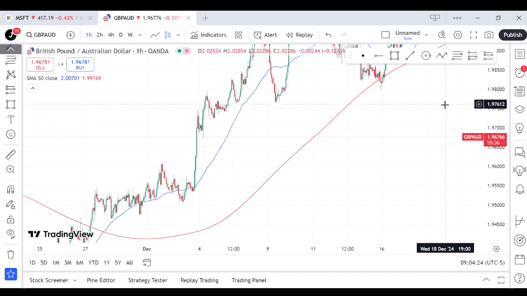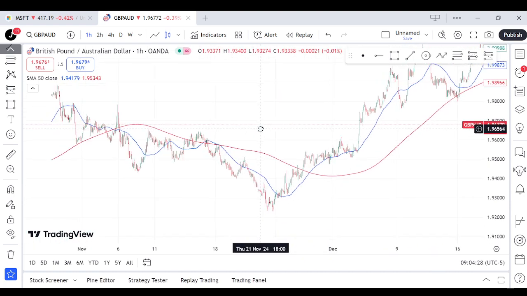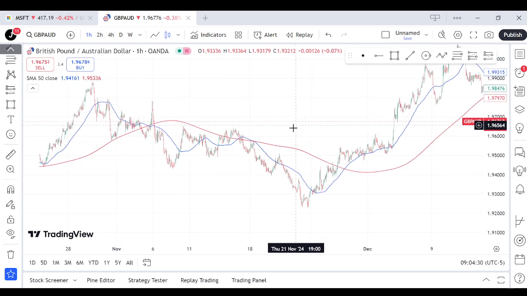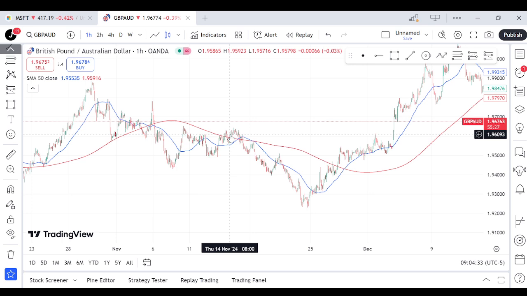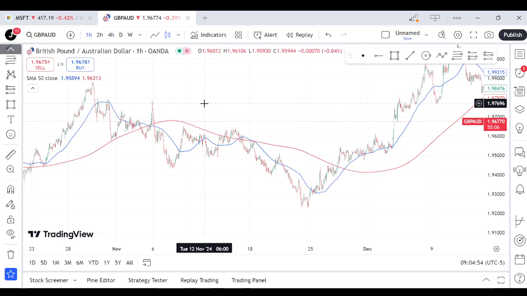Okay, we have it on the charts right now, and this is the faster and the slower day period moving average. So when the faster moving average crosses above the slower one, it generates a buy signal. When the 50-day crosses above the 200-day, it generates a buy signal, indicating that momentum is shifting upwards. Conversely, when the faster moving average crosses below the slower one, it produces a sell signal, suggesting downward momentum.